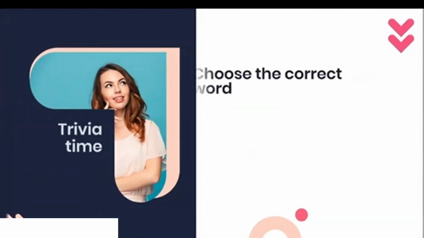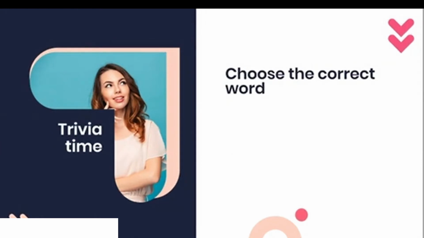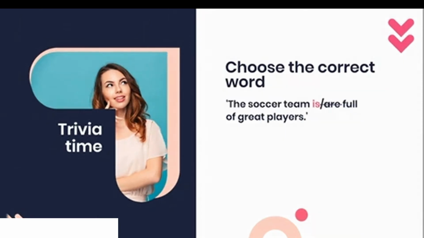Now, it's trivia time again. Choose the correct word. The soccer team is or are full of great players. Even though team is a collective noun that represents many people, we see it as a single entity. So, using are in this context is incorrect. It's correct to say the soccer team is full of great players.